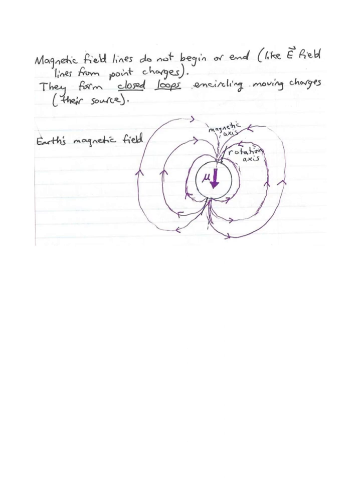Now, magnetic field lines do not begin or end. Like an electric field, the lines go between the point charges. So for an electric field, just imagine a dipole. The electric field lines just start at the positive charge and they end at the negative charge. But magnetic field lines do not begin or end. They loop around. They form closed loops encircling moving charges, which are their source.